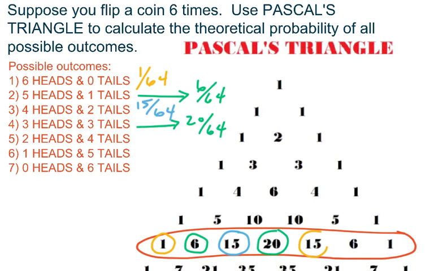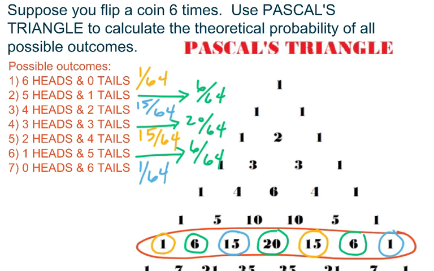Then we have 2 heads and 4 tails, which is 15 out of 64. 1 heads, 5 tails is 6 out of 64. And then 0 heads, 6 tails is 1 out of 64.